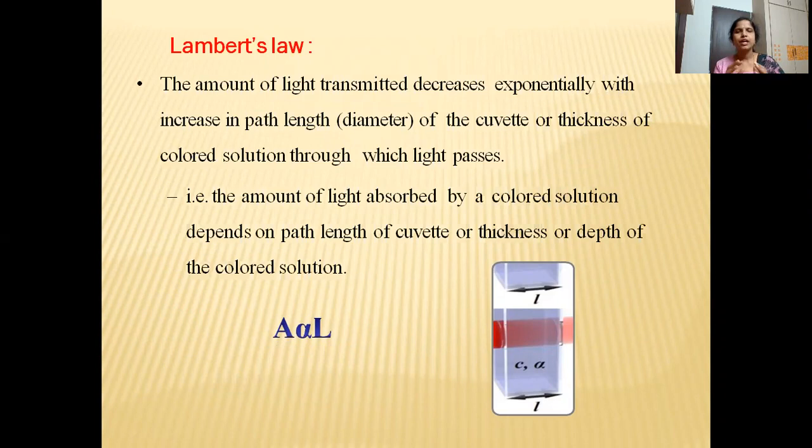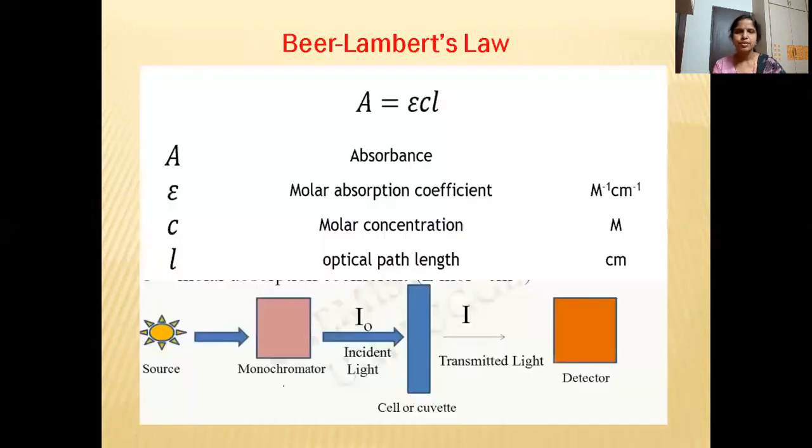By combining these two laws, Beer's law and Lambert's law, we have an expression: A = εCL. A stands for absorbance of the light. Epsilon stands for molar absorption coefficient, and its units are molar inverse centimeter inverse. C stands for molar concentration, units are molar, and L stands for optical path length, taken in centimeters.